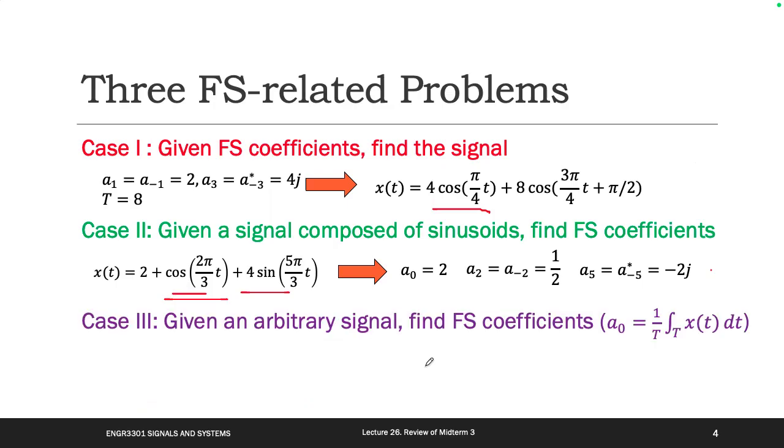Okay, the third one is the difficult one, and it's what we mainly focus on. Given an arbitrary signal, find the FS coefficient. Then you will use the signal analysis. Actually, this arbitrary signal is not just any signal. It's an arbitrary periodic signal. You need to pay attention to that. Okay, and then we just use the signal analysis.